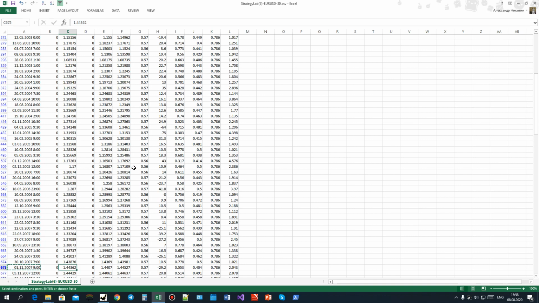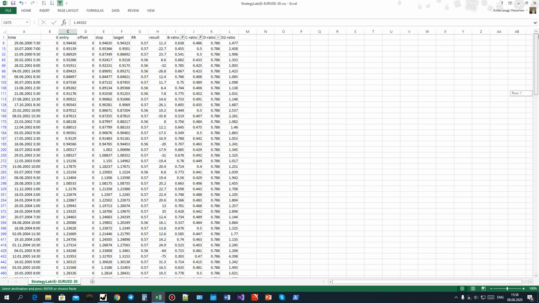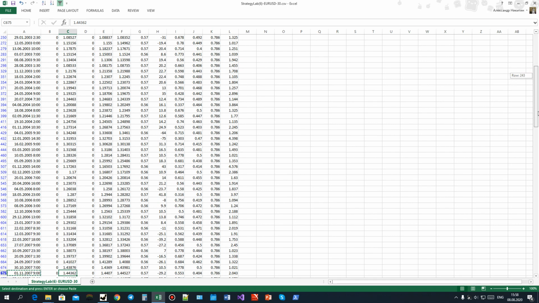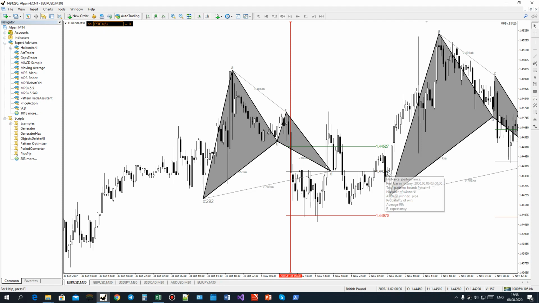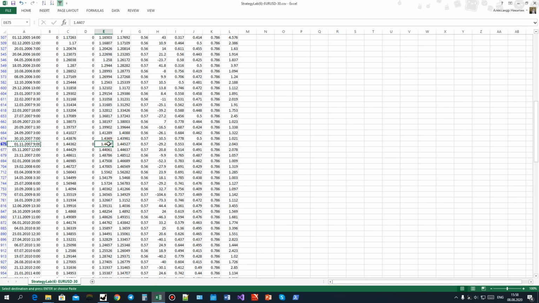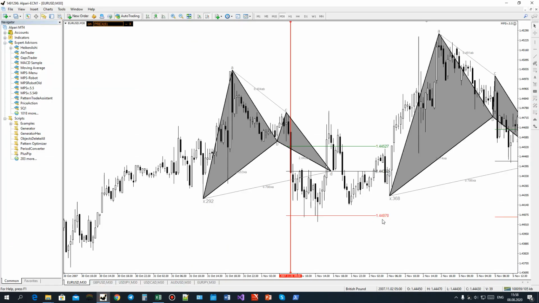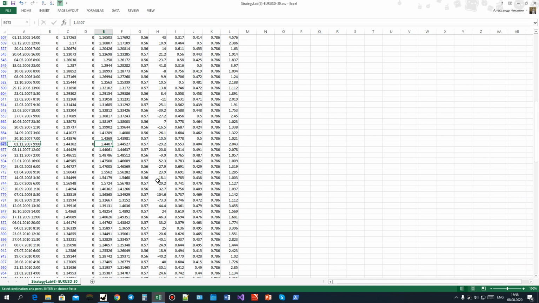What is this? Entry, offset, stop, target. So let's go. The entry is 44.36.2, offset, then the stop loss is 44.07, yes, 44.07, and the target is 44.52.7.